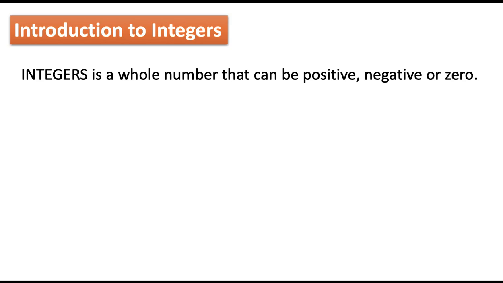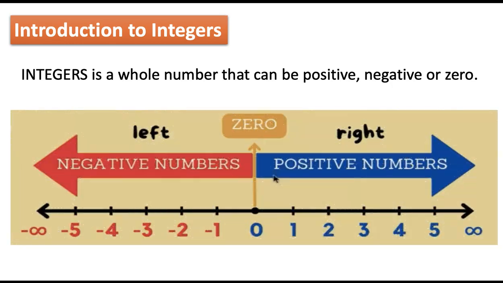Introduction to integers. An integer is a whole number that can be positive, negative, or 0. In a number line, we can see that 0 is in the middle. Now, on the right side of 0 are positive numbers going to positive infinity. On its left side are negative numbers going to negative infinity.